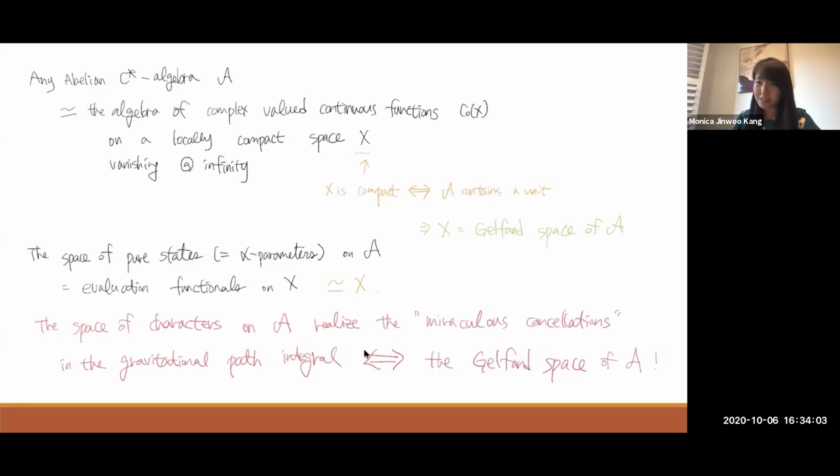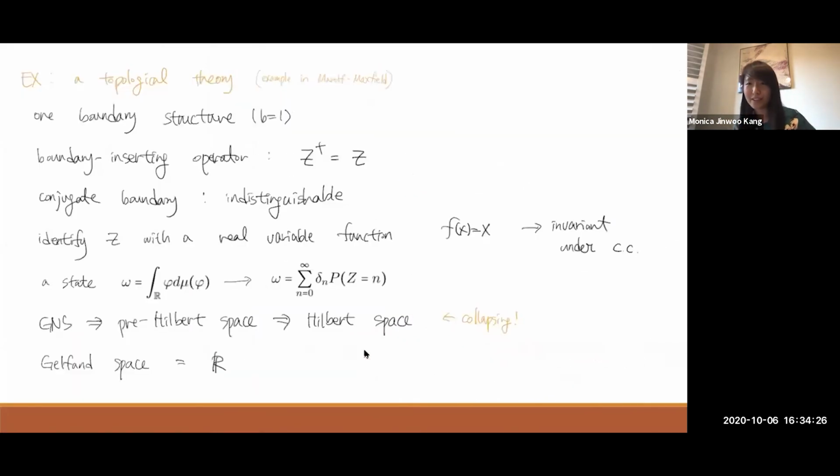So coming from this, I can conclude that the space of characters of this algebra, realizing the miraculous cancellations in the gravitational path integral, is just guaranteed to be identical to the Gelfand space of this algebra. And thereof, miraculous cancellations are just granted from the purely algebraic perspective. So let's now jump and try to understand some examples. I'll give two of them.